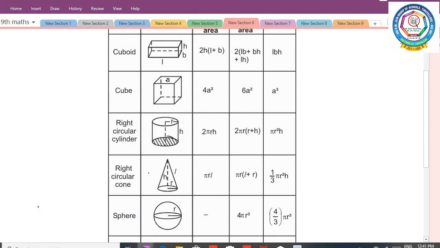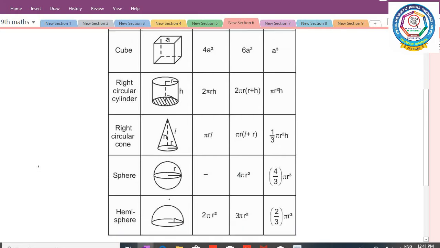Next one, the right circular cone, CSA is pi r l. Here r represents the radius, l represents the slant height, and h represents the height, that is the perpendicular line. Next, total surface area is pi r into (l plus r). The volume of a cone is 1 by 3 pi r square h.